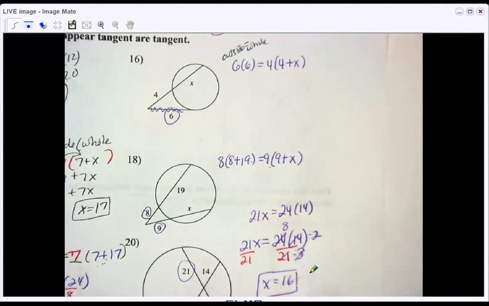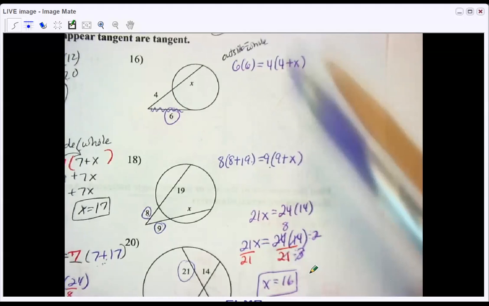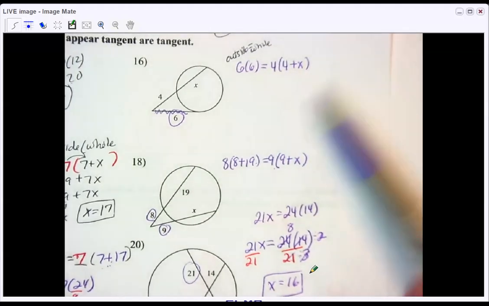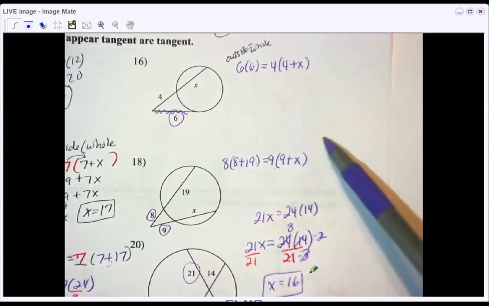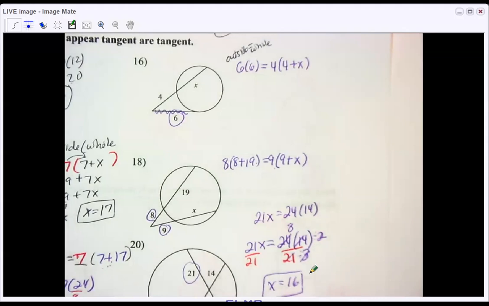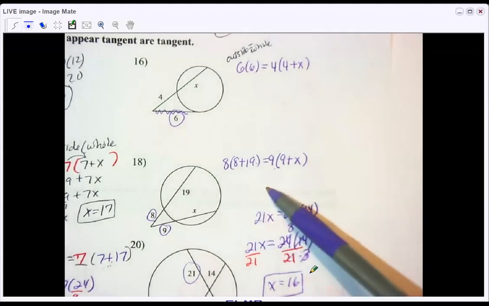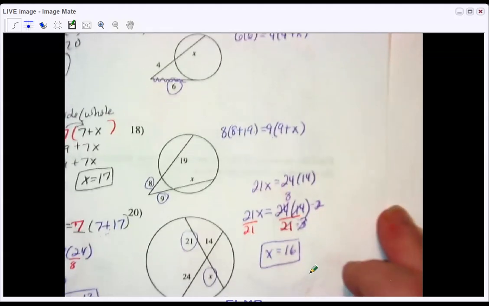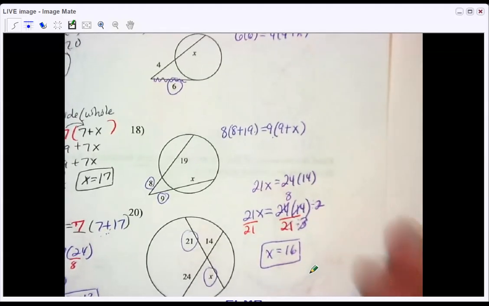So 16 is a secant and a tangent where the outside is equal to the whole. So 6 times 6 is equal to 4 times 4 plus x. 18, just like 17 and 19, outside times the whole equals outside times the whole. And number 20, multiply the two parts of our chords together, set them equal, and solve.